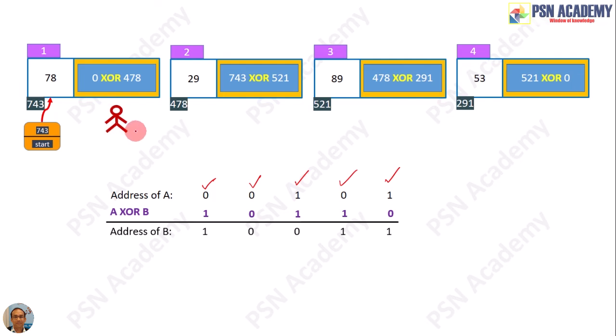Now, if you stand here and you want to move to the next node, what will you do? You get the previous address. At this moment, the previous address is 0 here, and you take the XORed value here.